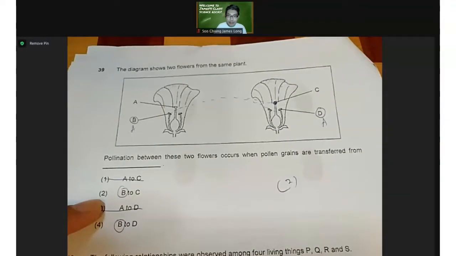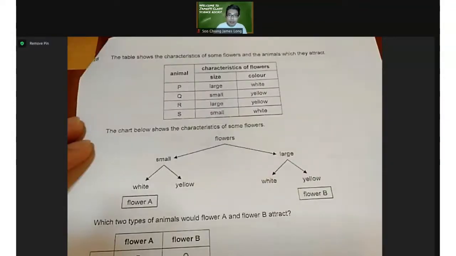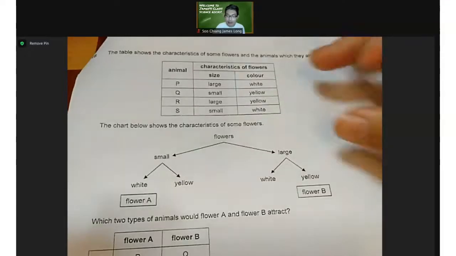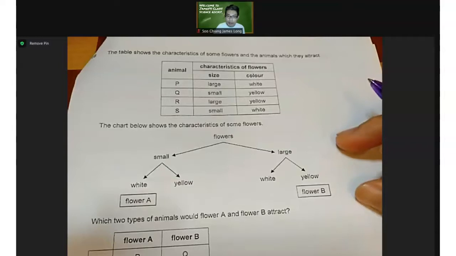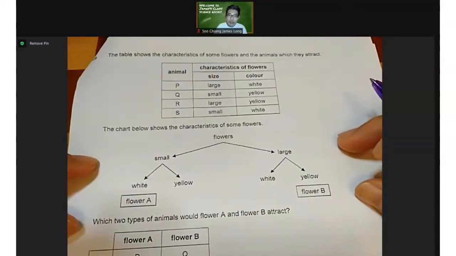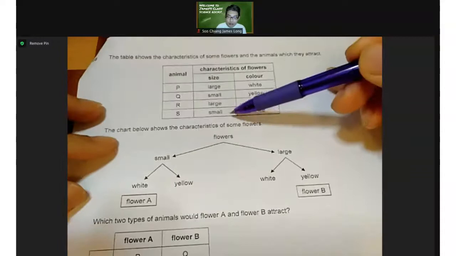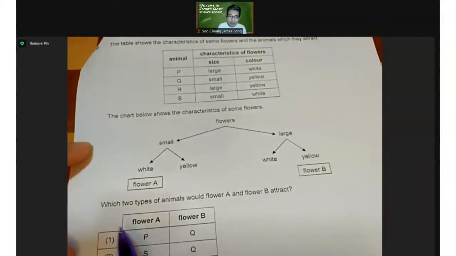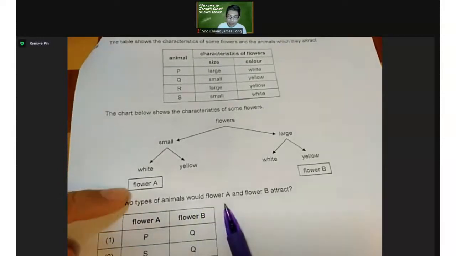Let's go to the next question. Now the concept in this question is about how flowers attract pollinators. And of course, you must use skills of reading a table and using a flow diagram or flow chart like this. The table shows the characteristics of some flowers and the animals which they attract. The chart below shows the characteristics of some of these flowers. So they're asking which 2 types of animals would flower A and flower B attract. So let's take a clear look.